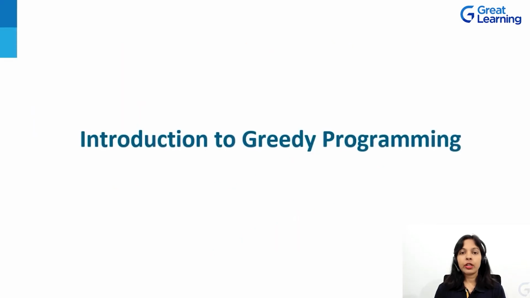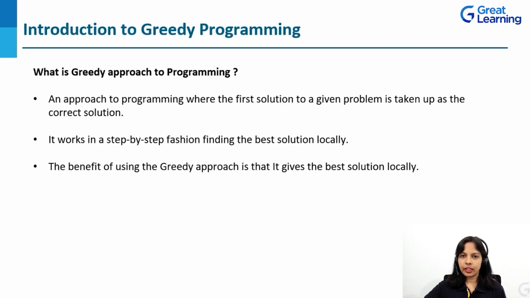So now let's talk about what is greedy programming, that is, an introduction to greedy programming. So what is the greedy approach to programming? The name itself makes it very clear, that is greedy, meaning when you are greedy about the optimal solution. So greedy programming helps you reach an optimal solution for any given problem. Why? Because greedy programming follows an approach where it finds the optimal solution locally, which ultimately leads to a feasible solution.